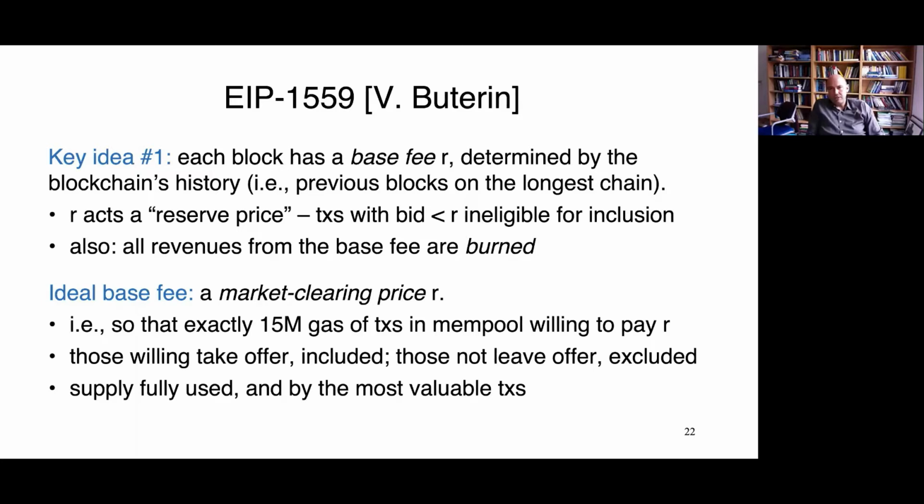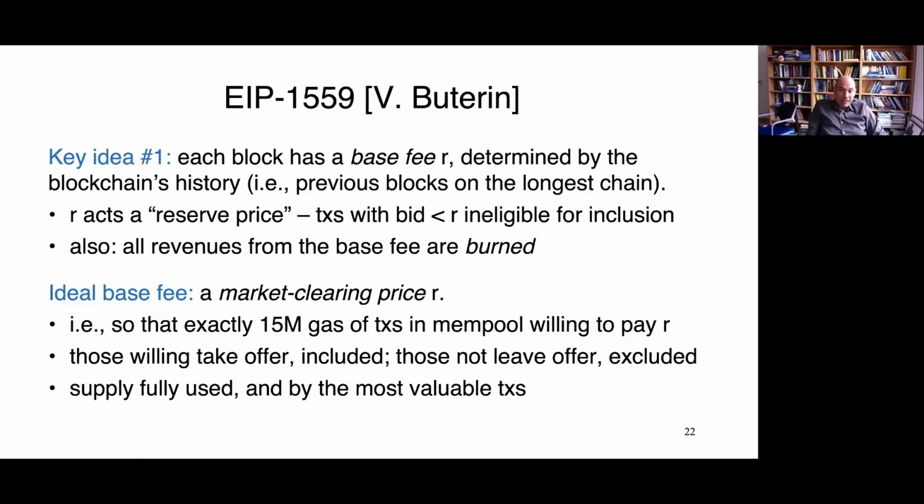Okay, the losing transactions are not recorded. So if you're looking back at the most recent blocks, and you see you've had a bunch of full blocks in a row, 15 million gas, how can you differentiate between scenario one, where your base fee is exactly the one you want, and exactly 15 million gas of transactions are willing to pay it, versus your base fee being way too low?